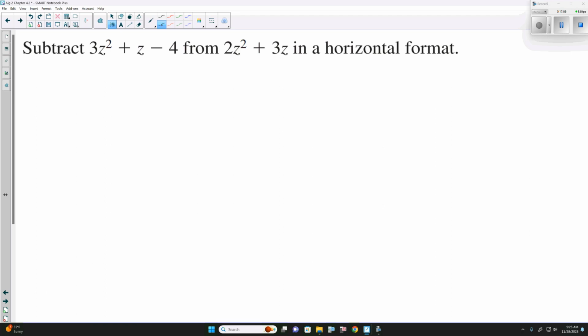Let's look at this one here. So this time we're doing it horizontally. We have 3z squared plus z minus 4 being subtracted with 2z squared plus 3z. Questions on how we set this up?